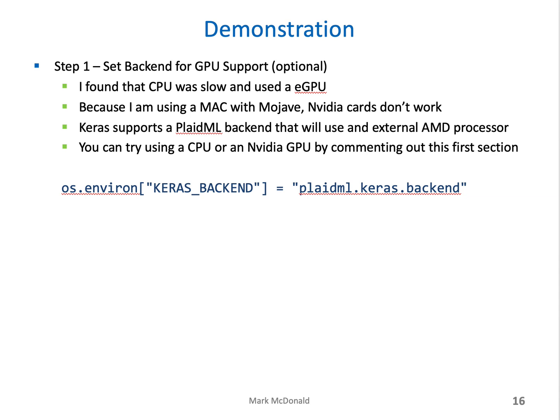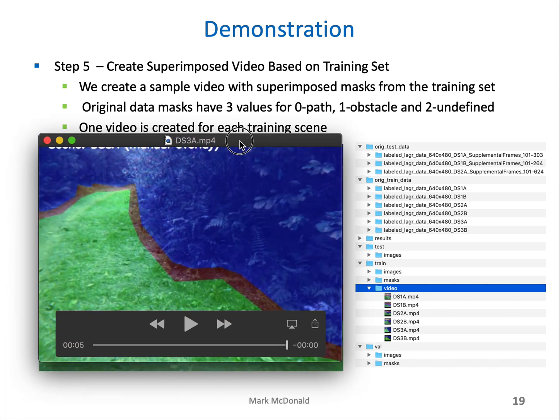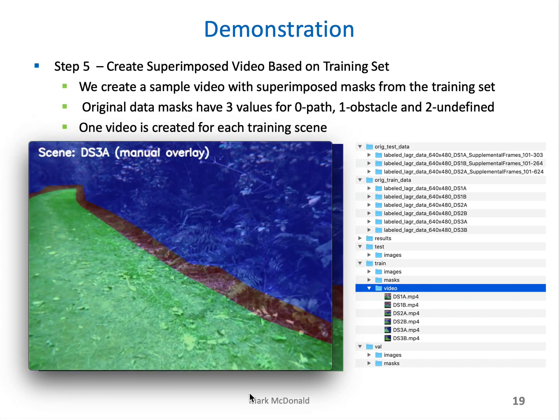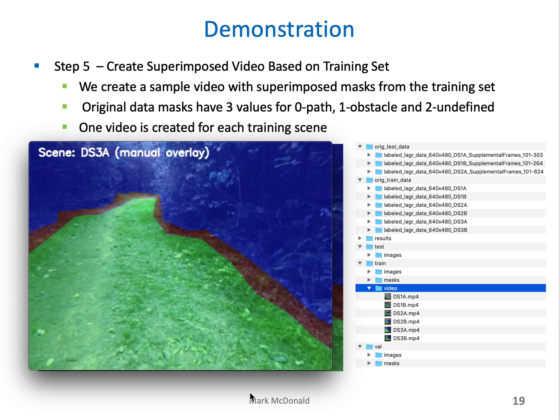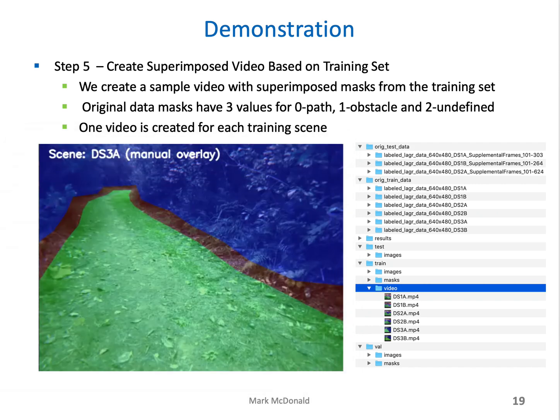The master script, the Jupyter notebook, first identifies your GPU environment, then walks through a few steps to set up the local directories and extract data from the downloaded data set into those local directories. The script will also create a demonstration of the manually created masks that show how the paths are highlighted and the obstacles are also identified. This is a perfect overlay, if you will. It was manually created, and there are 6 of these environments in our data set.